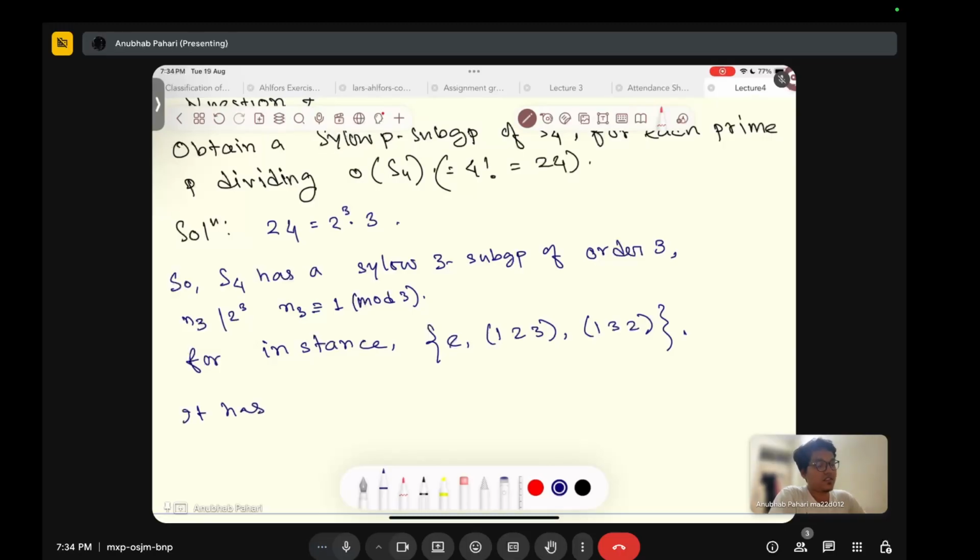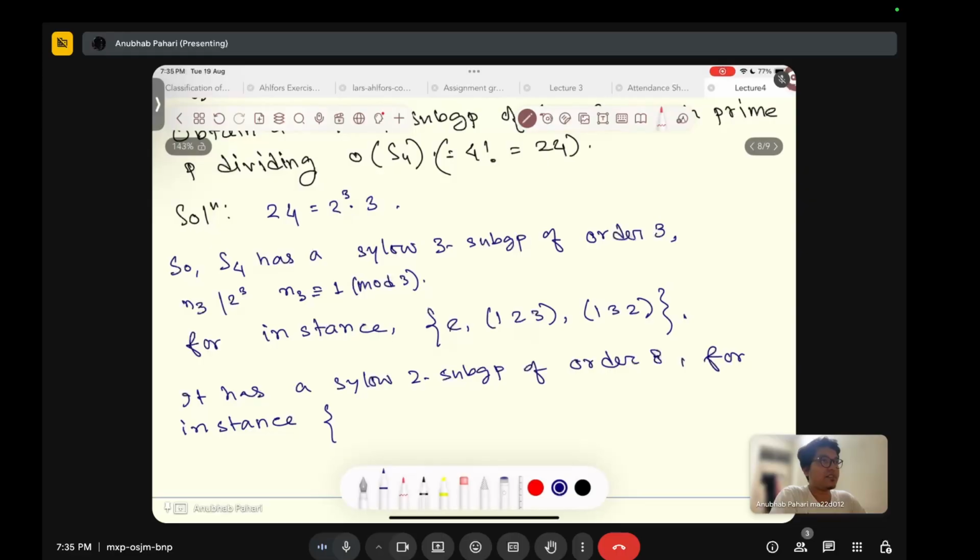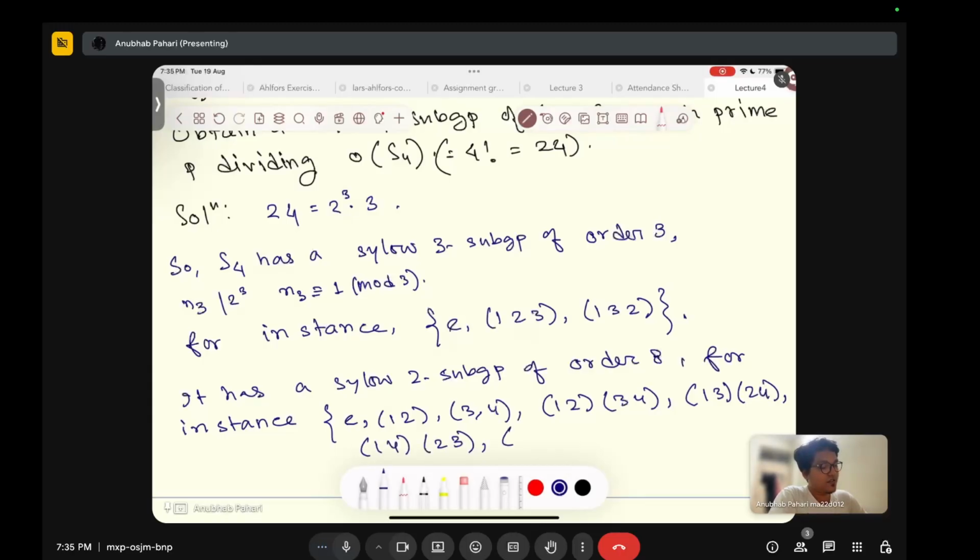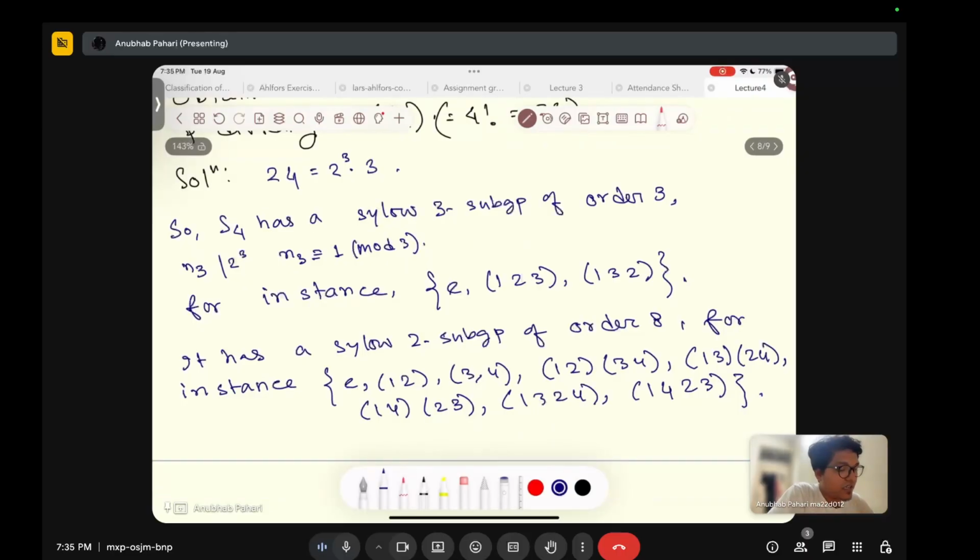It has a Sylow 2-subgroup of order 8. For instance, you can just take some of the defined cycles and generate them, like the identity, the 4-cycle (1 2 3 4), (1 3 2 4), (1 4 2 3), and so on. So only 2 primes are there.